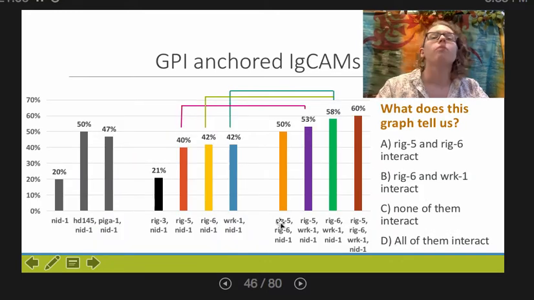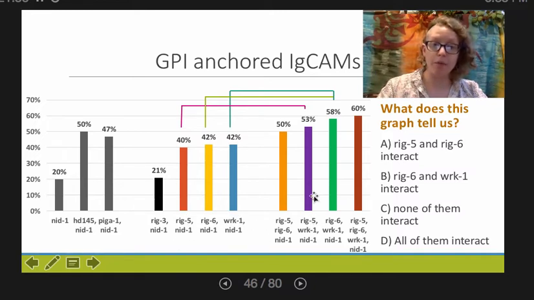Here it is. This graph is color-coded. It's more of the last graph that you saw. In this mutant, there are three genes missing. Nitrogen is missing. RIG6, the yellow one, is missing. And RIG5, the red one, is missing. So together, they make orange. In this one, RIG5 and WRK1 are missing. RIG5 is red, WRK1 is blue.